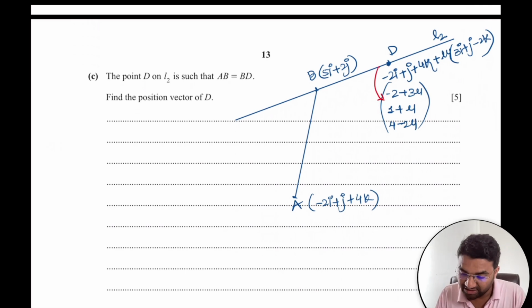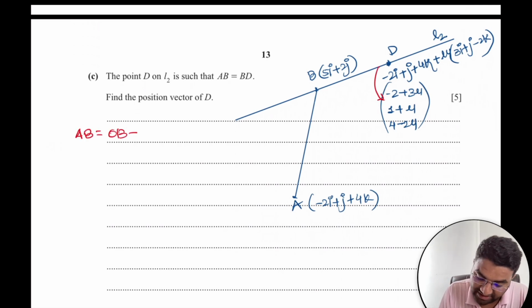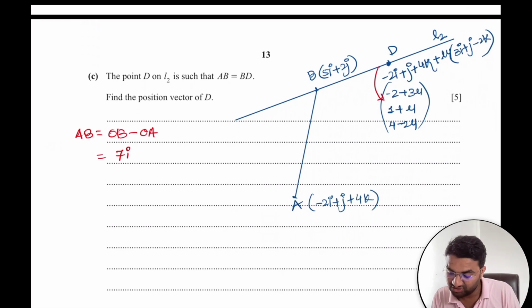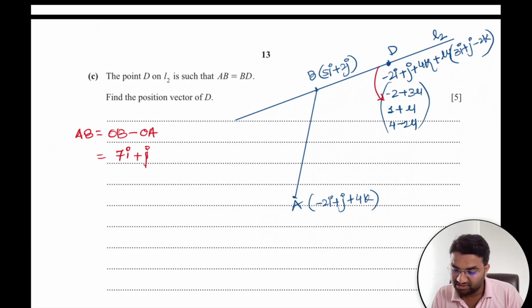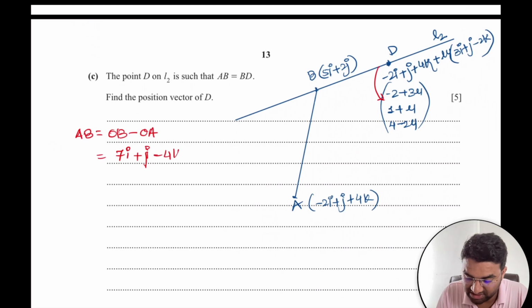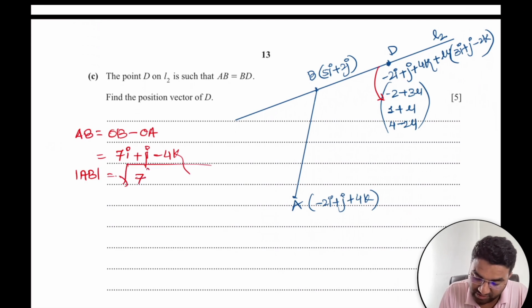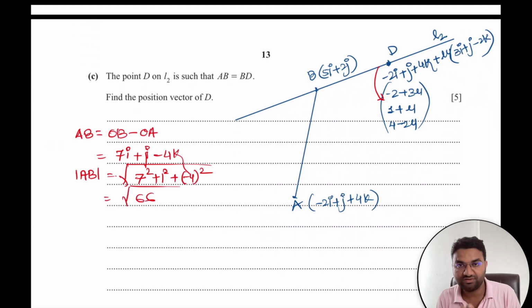Then you have to calculate firstly AB, which is OB minus OA. So 5 minus negative 2 is 7i. Then 2 minus 1 is just j, and 0 minus 4 is minus 4k. So take the modulus of AB, because distance we can calculate using magnitude. So it will be 7 squared plus 1 squared plus negative 4 squared, so it will be square root of 66. You can use the calculator as well.